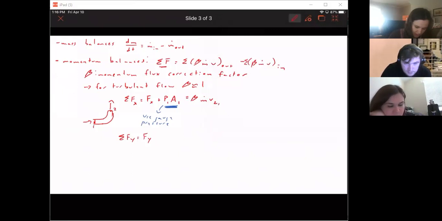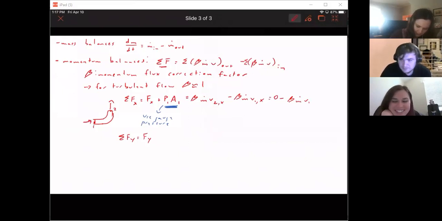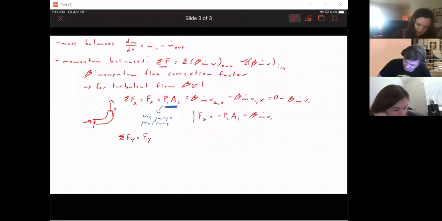Okay, so v2x minus beta m dot v1x, and I'm assuming this is a constant diameter pipe. So that equals 0 minus beta m dot v1, because this is all horizontal, and so we just end up with f of x is equal to negative p1 a1 minus beta m dot v1. Okay, and then in the y direction, again, we have f of y, the force from the pipe.